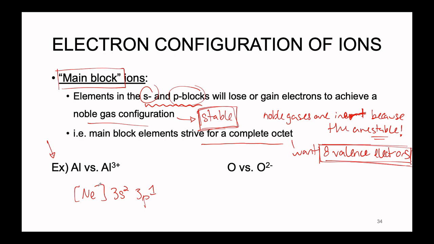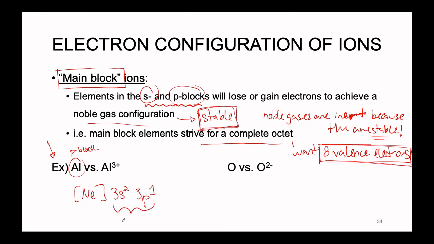So, again, each of the main block ions that we are looking at here, aluminum, which is a p block element, oxygen, which is also a p block element, these are striving for 8 valence electrons. Now we can see that there are two different ways that we can get from aluminum's natural, like neutral electron configuration to a complete octet.